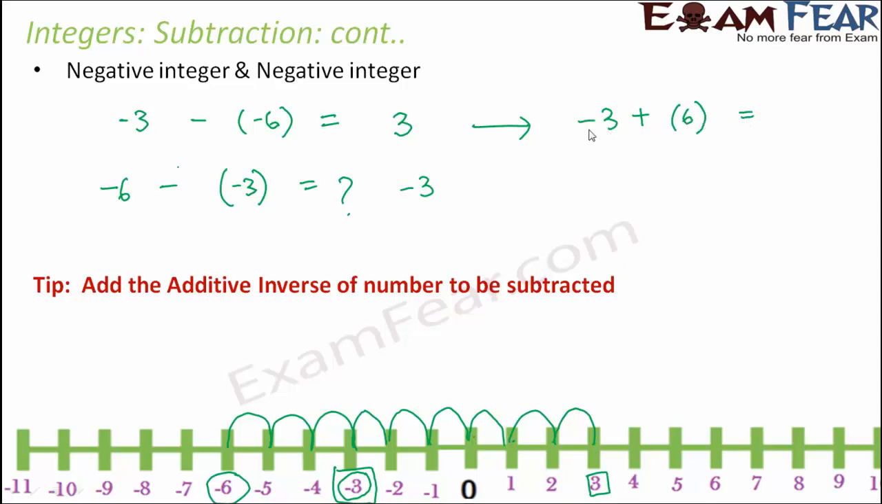So when you add one negative integer and one positive integer, what you do? You find their difference, which is 3, and put the sign of the bigger number. So this bigger number is 6. It has a positive sign, so the result will also have a positive sign. In this case also, minus 6 plus the additive inverse of minus 3 would be plus 3. The same thing: the difference between the two is 3, but the bigger number here is 6, so this would have a minus sign.